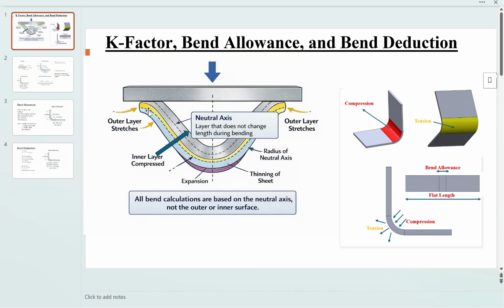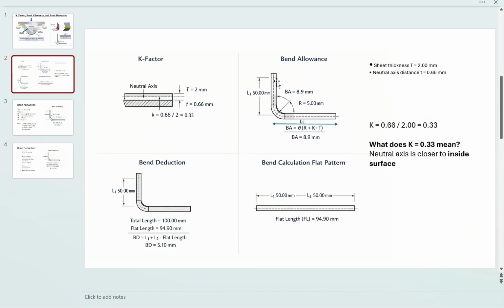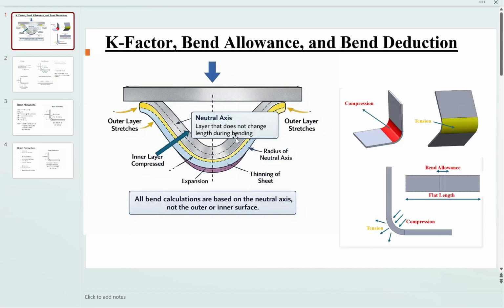So the inner part will face compression and the outer will face the tension, but somewhere in between the compression and tension there is an axis, or area, or region where there is no compression and no expansion. That means this is the real length of the sheet metal after the application of the force, or after bending. This imaginary axis is called the neutral axis. So it's an important part.